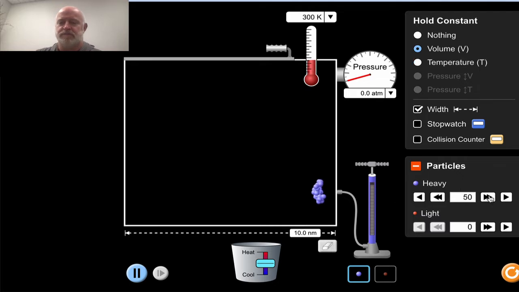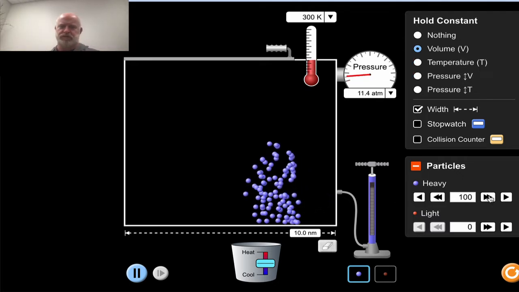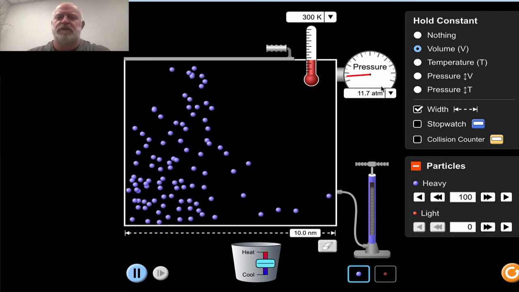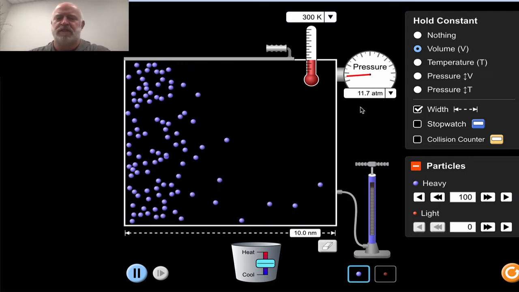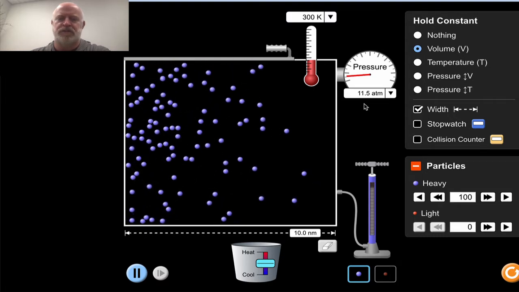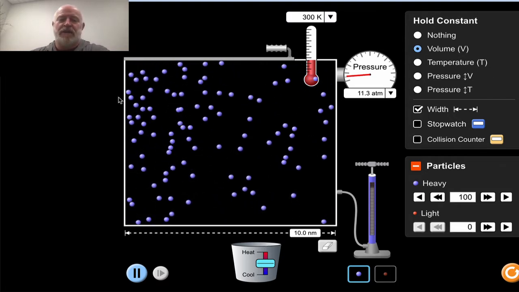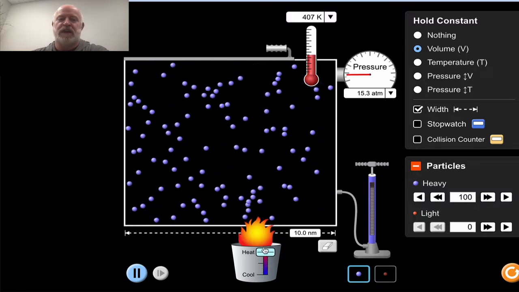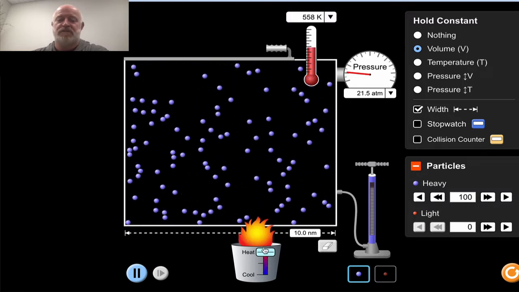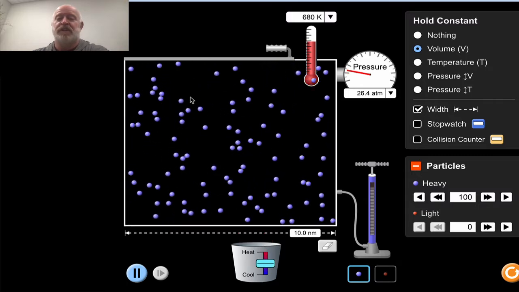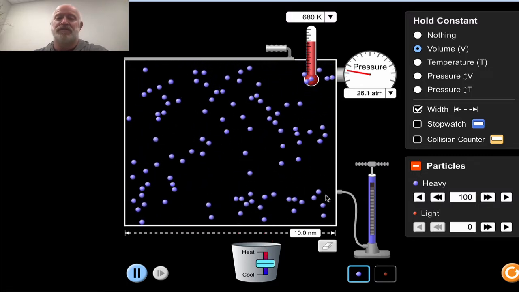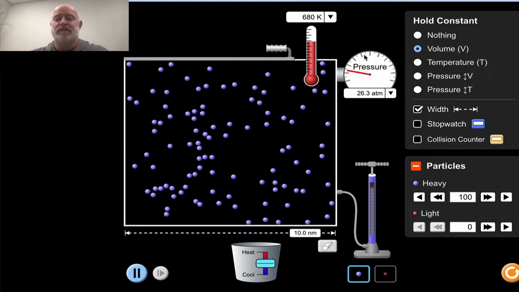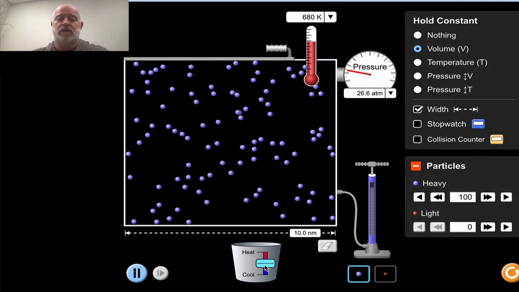And I'm going to add in, let's just add in 100 particles. And we'll see what's going on with our pressure. So again, our pressure is about 11 to 12, someplace in that range with these 100 particles in here. Okay. And now I've locked my volume. So now as I warm this up, those particles are going to move faster and faster. Well, if they don't have any more space and they're moving faster because they're hotter, they have more kinetic energy, man, that's going to mean there's more collisions, right?